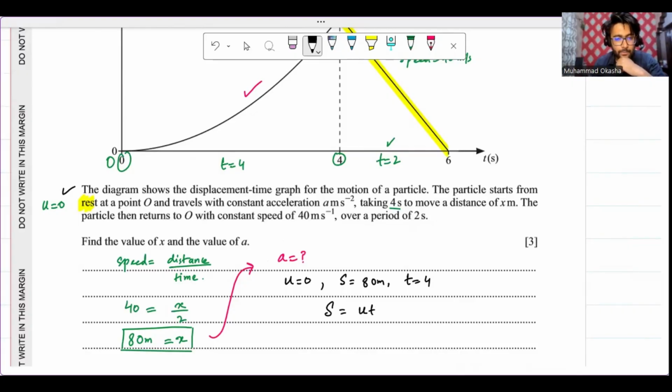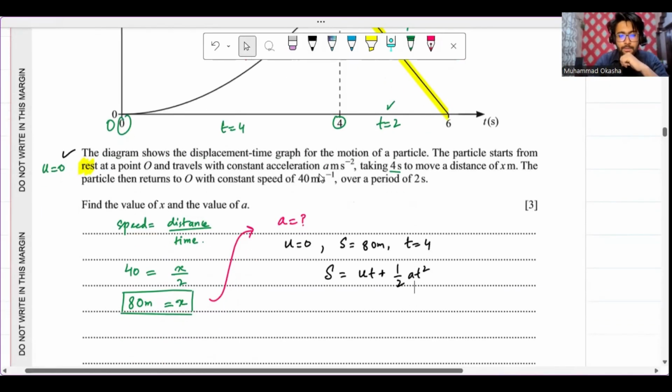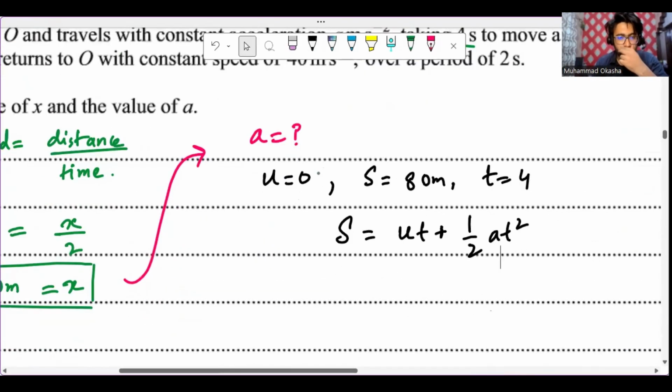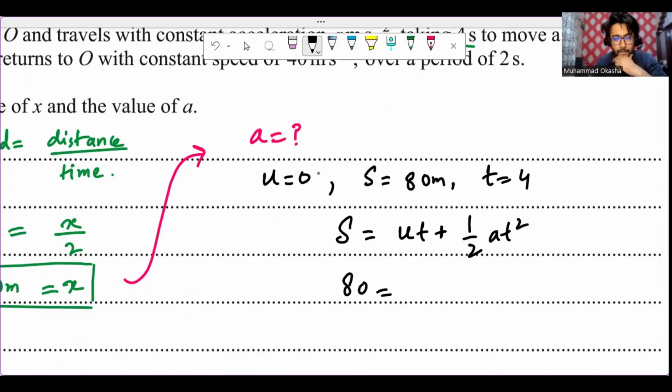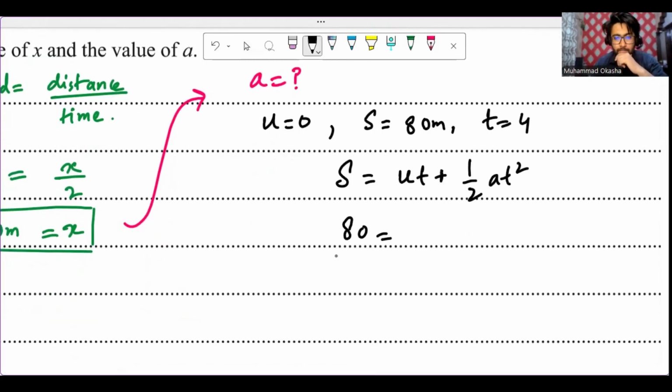I think this one. Let's use it. We know that distance is equal to 80. So I'm going to put 80 equals, initial speed is 0, so 0 times t, plus a half. I need to find the acceleration, so acceleration is going to be a, and the time it took was 4 seconds, so I'm going to put 4 squared.